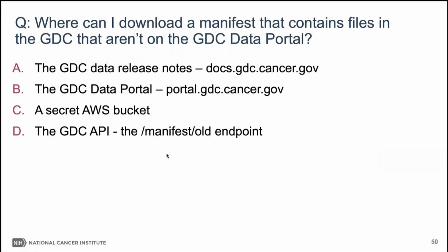Okay, where can I download a manifest that contains files in the GDC that aren't on the GDC data portal? The GDC data release notes at docs.gdc.cancer.gov, the GDC data portal at portal.gdc.cancer.gov, a secret AWS bucket, or the GDC API at the manifest/old endpoint.